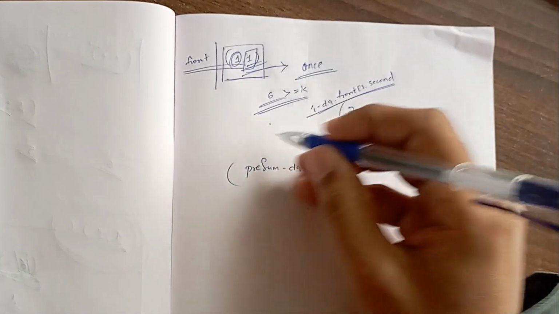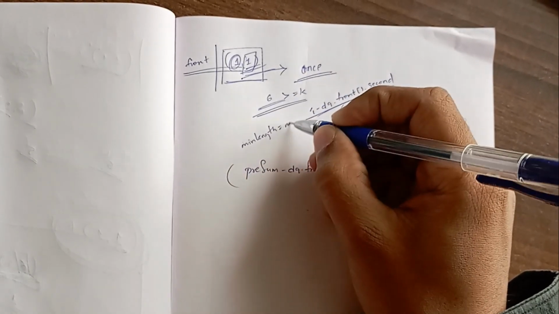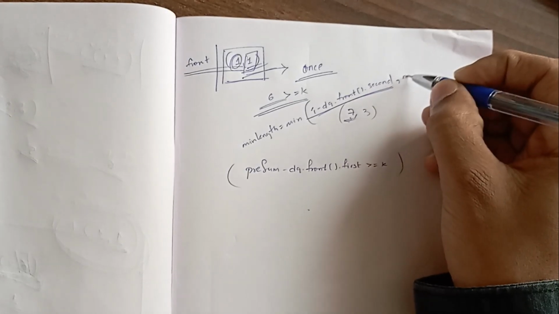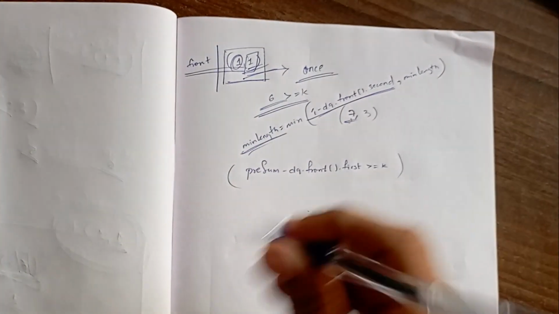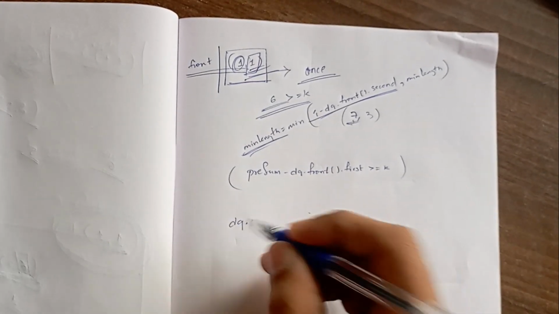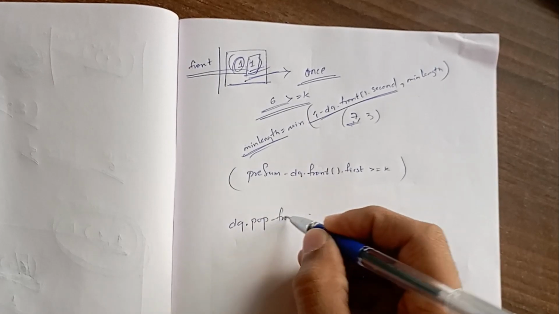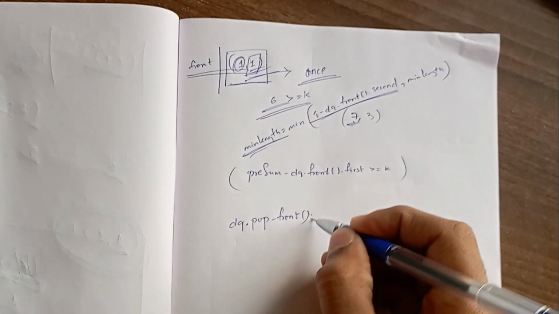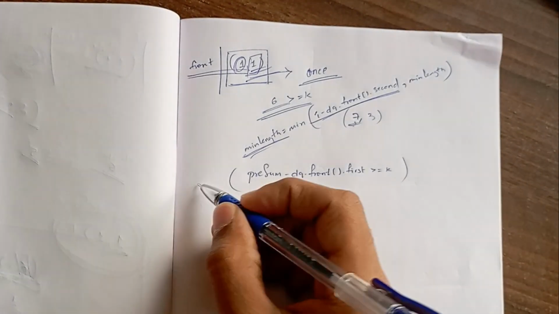This is the minimum length. The minimum length will be the minimum of this and the previous minimum length. So this is how we calculate the minimum length. And as I have told, we need to remove the first element as we are completed with considering the first element.